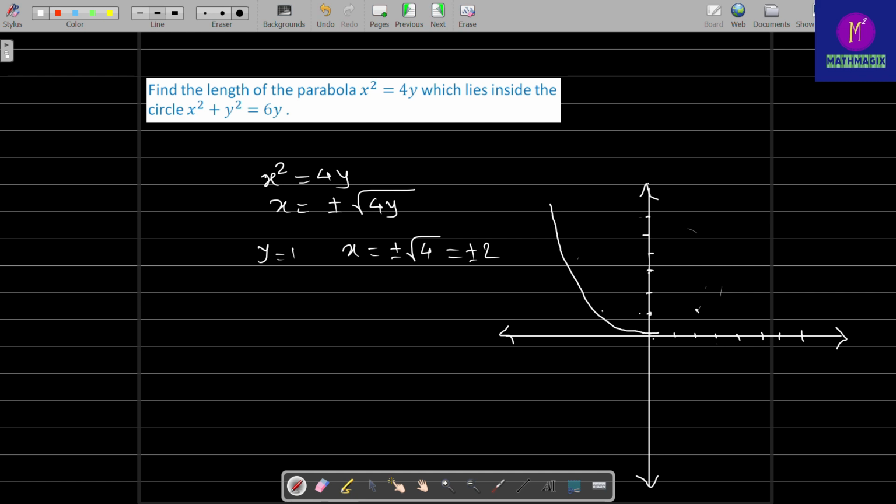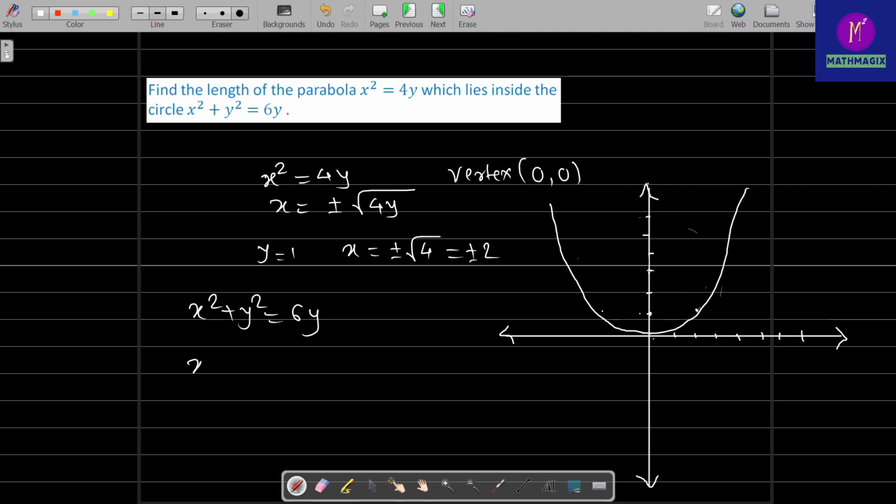Clearly the vertex is (0, 0). Just see that the left hand side and right hand side are 0 for x equal to 0 and y equal to 0. Now we need to draw the circle x square plus y square equal to 6y as well, because we need to find out the length of the parabola which lies inside the circle x square plus y square equal to 6y. So first of all, let us convert this circle into the standard equation of a circle.